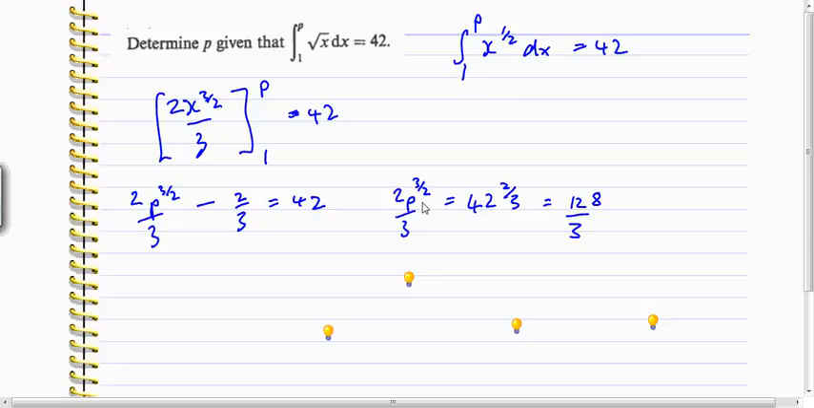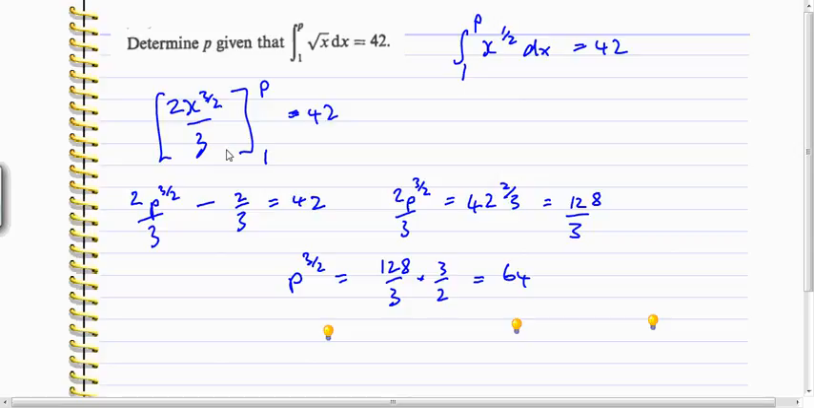We rearrange that. It's 42 plus 2/3, which is 42 and 2/3. We take the 2/3 over to this side, which is 128 over 3. Then we multiply both sides by 3 over 2 to remove this 2/3 here, and we get p to the 3 over 2 equals 128 over 3 times 3 over 2, which gives us 64. So we're left with p to the 3 over 2 equals 64.